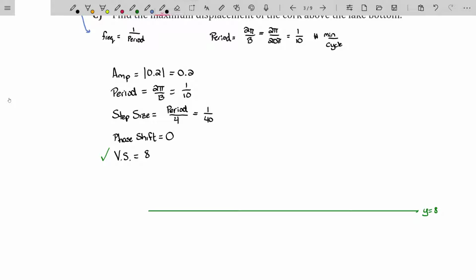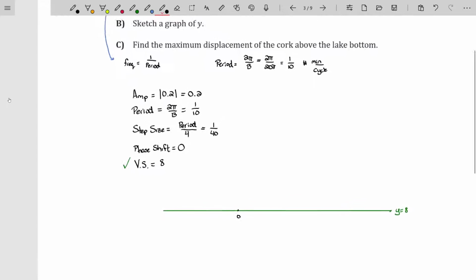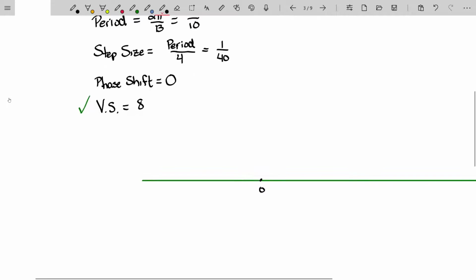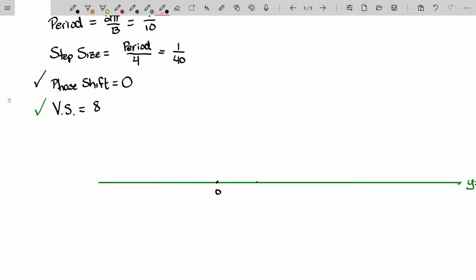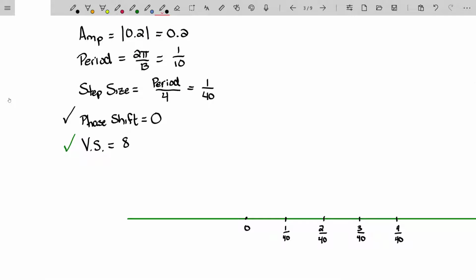Then I'll plot the phase shift, which occurs at 0. And then I'll plot the step sizes. So I'll do 4 steps, 1, 2, 3, and 4. And each time I take a step, I'll step by the size of 1/40th. So there's 1/40th, there's 2/40ths, there's 3/40ths, and there's 4/40. That full length, by the way, is a length of 1/10, which is the actual period of the function.